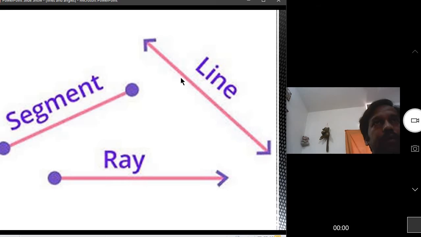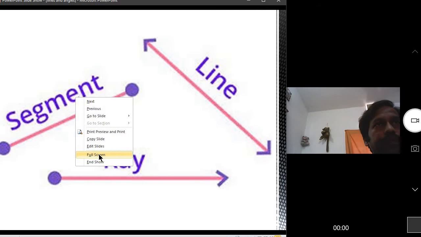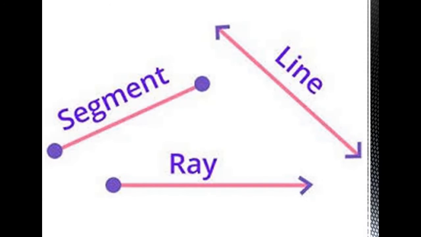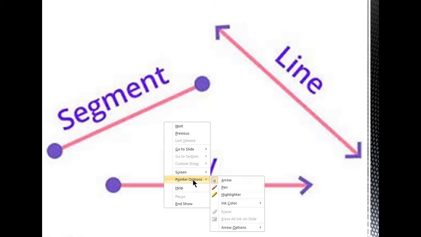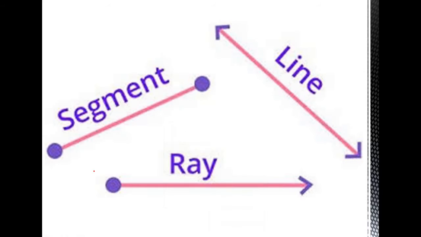These are called line, segment and ray. This is called a line segment. Why? Because it has a terminated point, which means it is not going beyond the defined limit. So this is called a line segment.